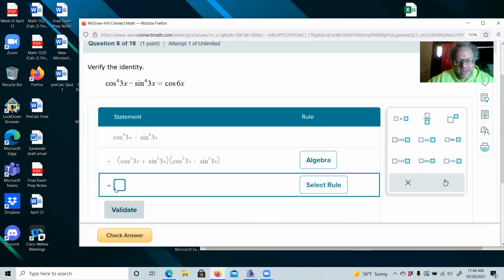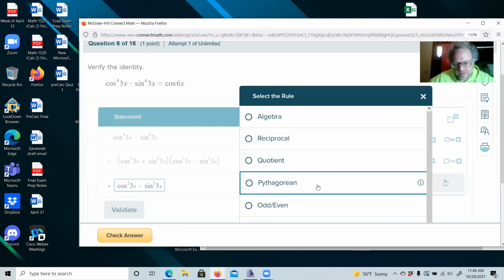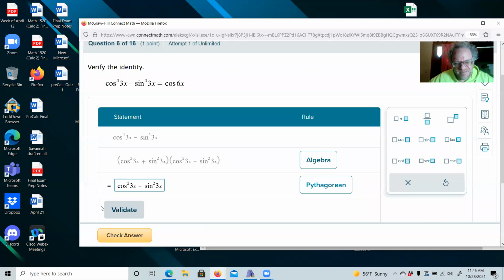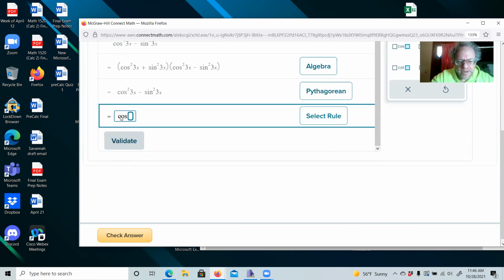Next thing we're going to do is take care of this. We're going to say this is cosine squared of 3x minus sine squared of 3x. We just identified that this piece here was 1, so we just have this part left. Select rule, Pythagorean. Oh, we took it. Okay. So now we're going to say this is cosine of 6x, 2 times 3x.